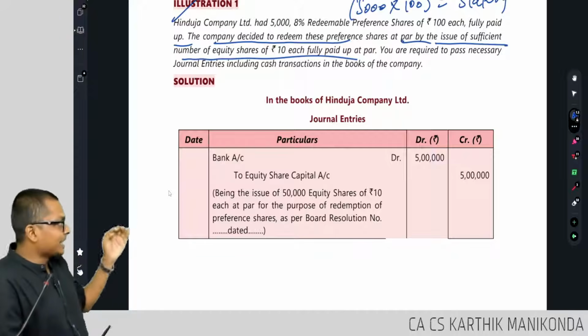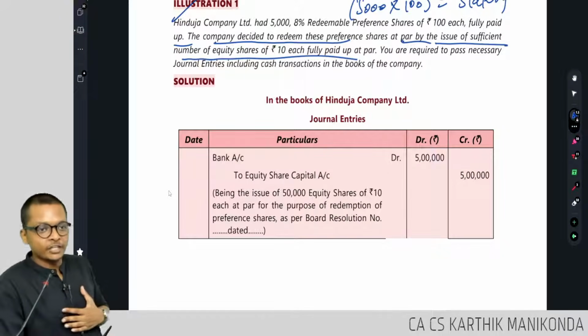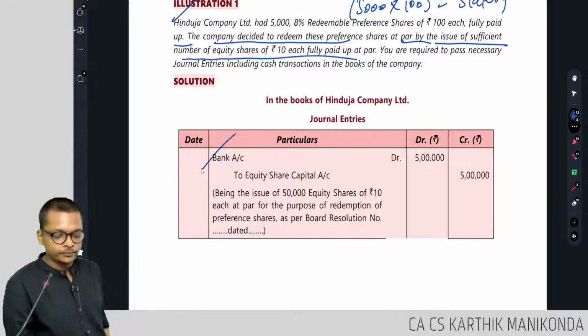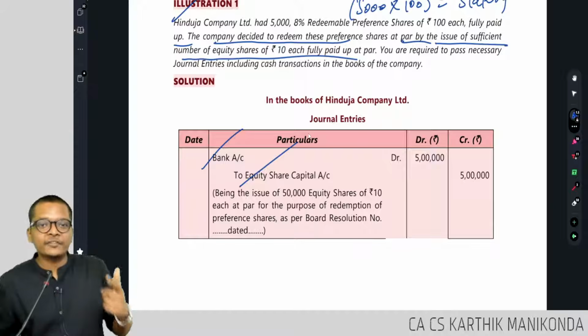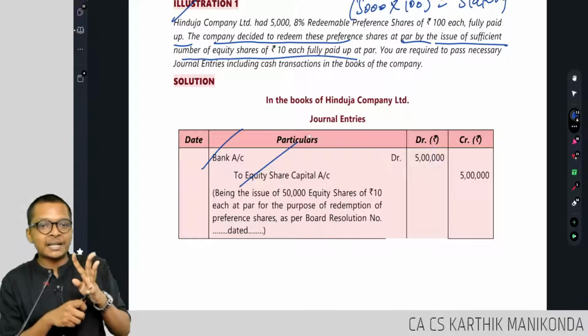Look at this. First entry. I am issuing equity shares. You know the entry for issuing equity shares: bank account debit to equity share capital. Clear? How much? 5 lakhs. Now I am repaying preference shares. Preference shares repayment, how many entries did I tell you? 4 entries. Fourth entry I am yet to teach you.